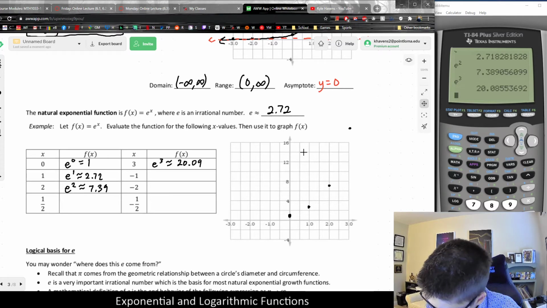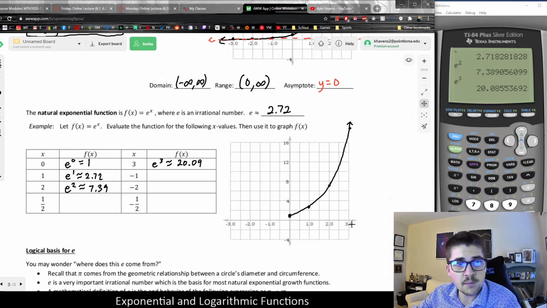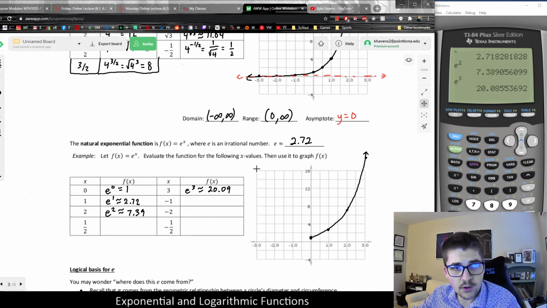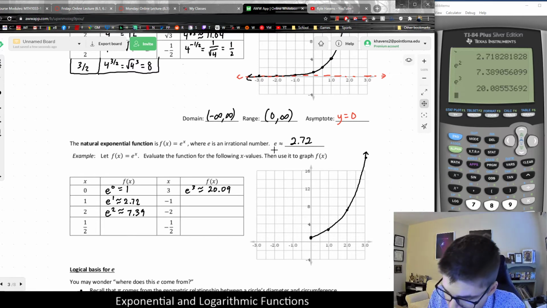So very similar shape to that of 4 to the x. But since the base is smaller, it's a little bit less steep. It's a little bit more gradual. And you can think about the base as sort of a factor in the steepness of the growth factor. That's really what the base is all about. Now, if we were to do e to the minus 1, that would be 1 over e, or 1 over e squared. Again, we could fill those out with a calculator.